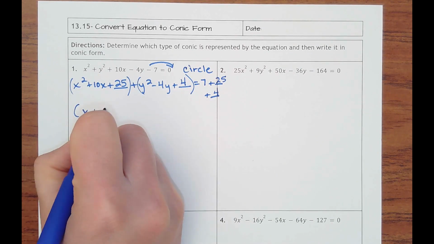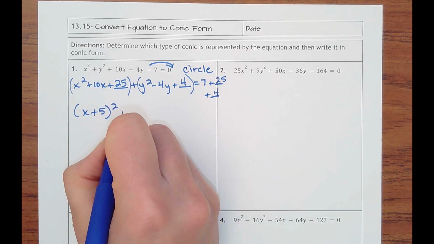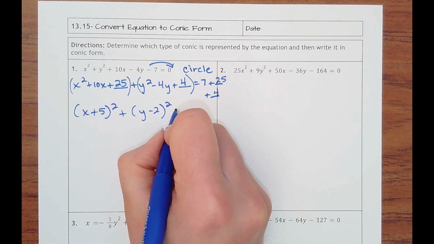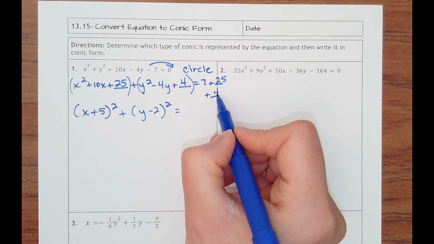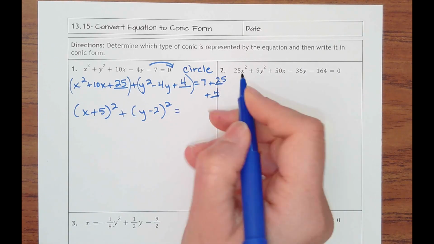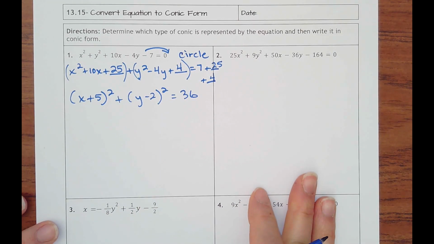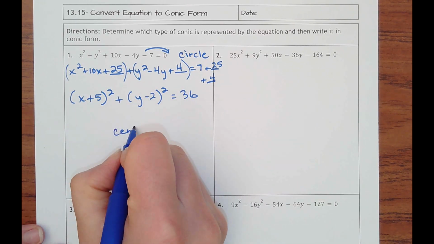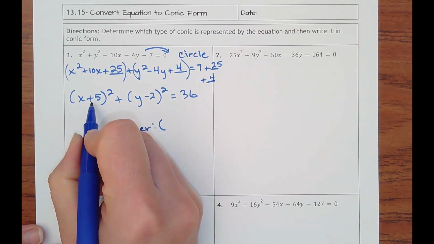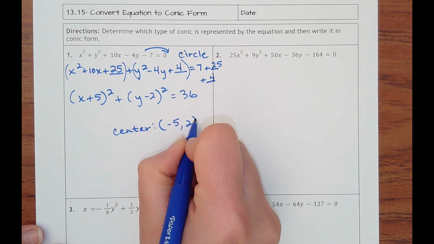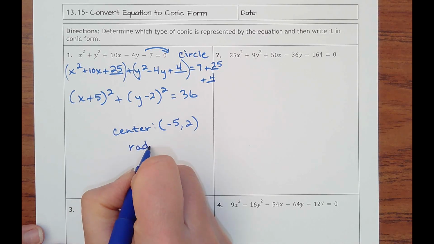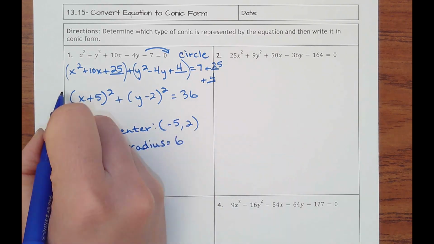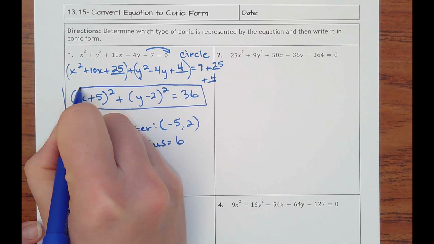So this would be x plus 5 quantity squared when I factor. This would be y minus 2 quantity squared when I factor. And then this side I would get 7 plus 4 is 11. 11 plus 25 would be 36. And that's all you do, because we don't want this to equal 1. Remember, the center of this circle would be at negative 5, 2. And then our radius is the square root of this, so that would be 6. Man, I wish they were all as easy as circles.